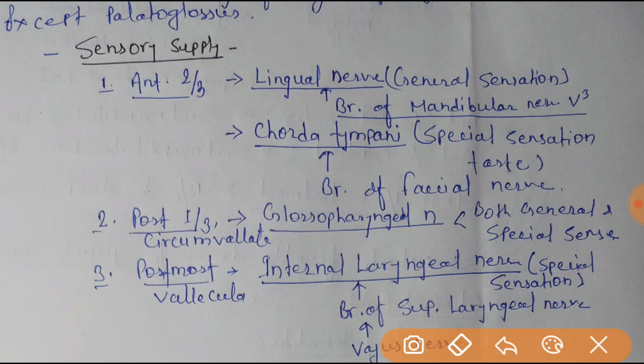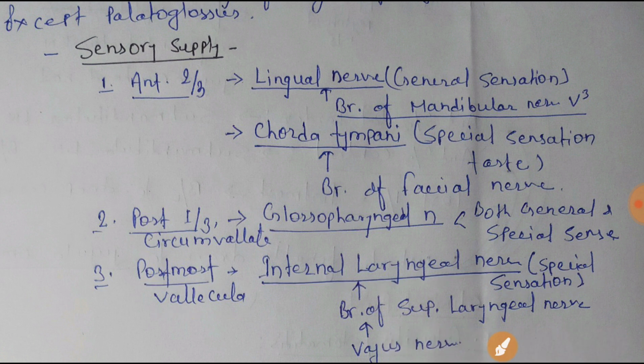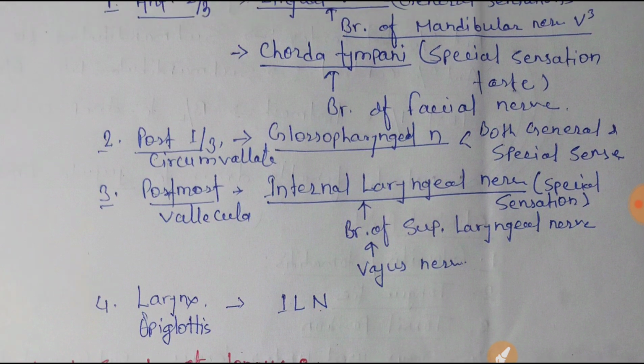The posterior most part is supplied by the internal laryngeal nerve, and also the vallecula is supplied by the internal laryngeal nerve, for special sensation. The internal laryngeal nerve is a branch of the superior laryngeal nerve, which is a branch of the vagus nerve. The internal laryngeal nerve also supplies the larynx and epiglottis.